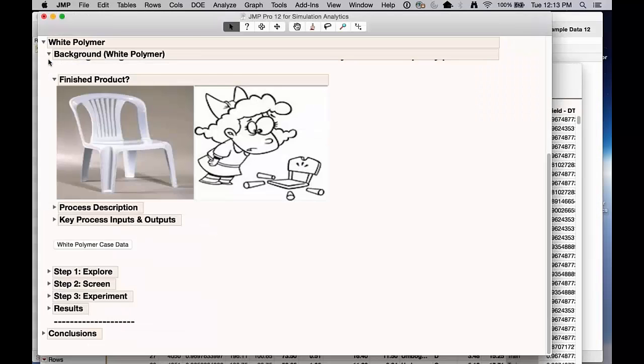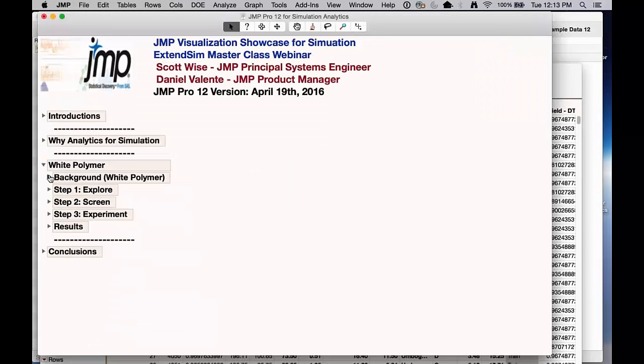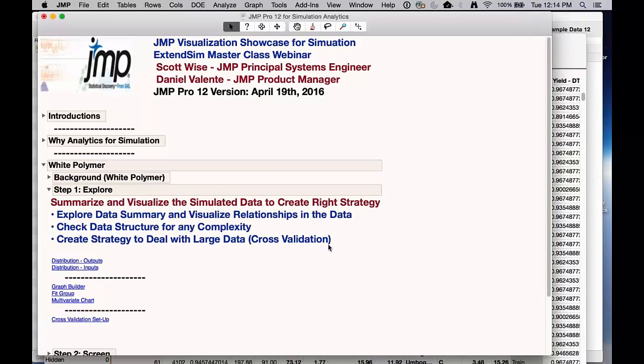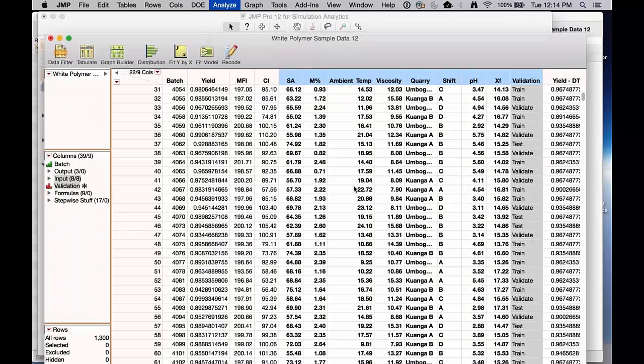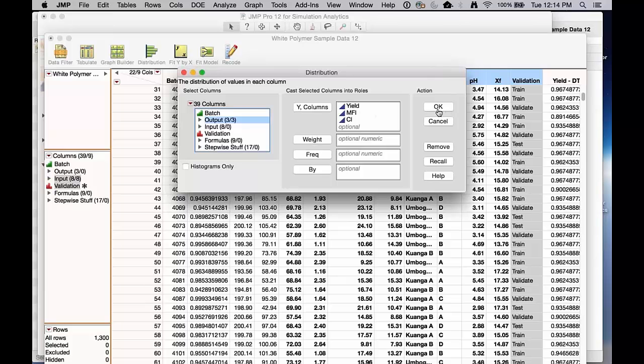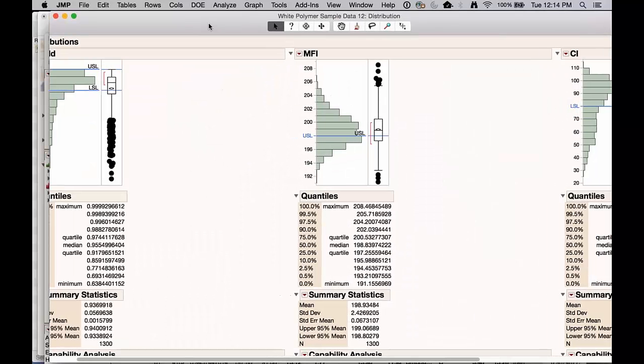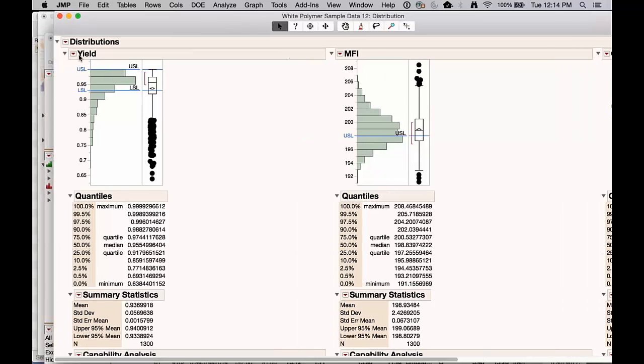All right. So to make this easy, we're just going to look at 3 steps here: explore, screen, and experiment. On to explore. So explore, let's just visualize this data and understand what it looks like. Right off the bat, when I have my data, it's easy for me to go and say, let's take a look at my outputs here. Okay, I have my 3 outputs.